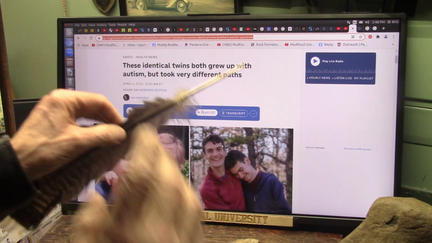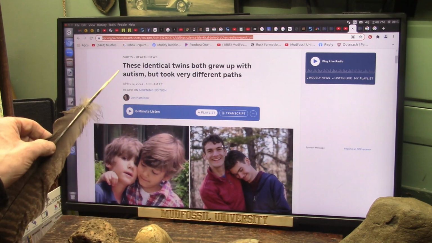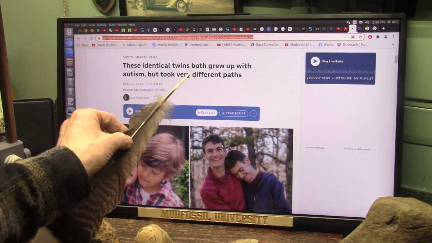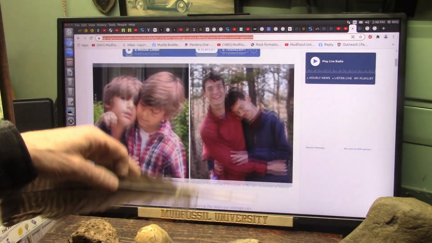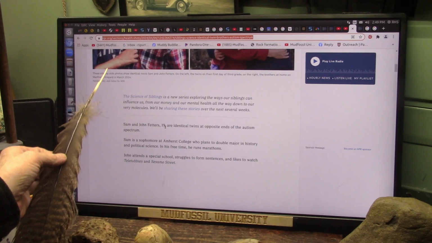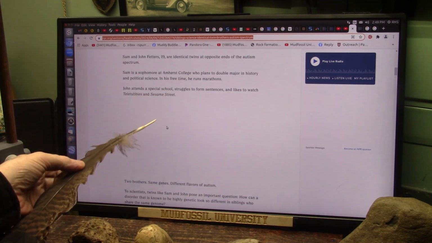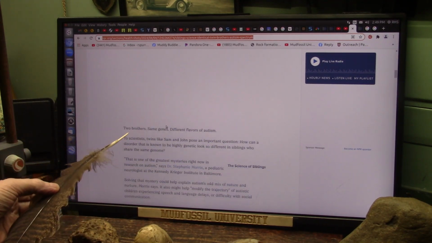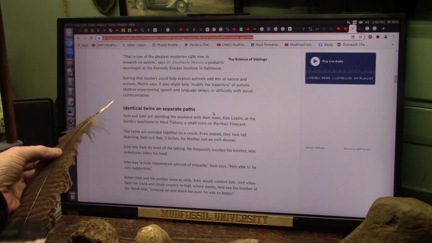I'm not going to go through the whole article with you, but if you want to read it, it's a very good article. It's about identical twins who both grew up with autism, but took very different paths. One of them had a very mild case of autism. He took right off and he was fine. But his brother just never started. They worked with him really hard. They sent him to special schools, special training, and everything else. And it didn't help. And they were identical twins, same genetics.